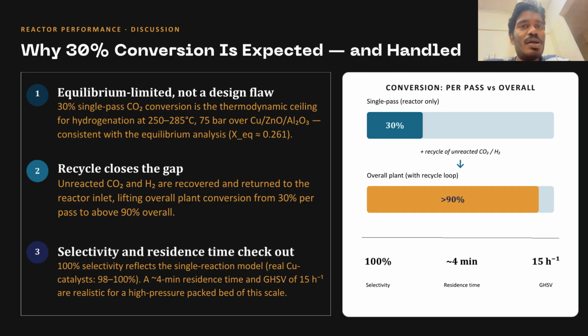So to summarize, 30% conversion isn't a limitation we failed to resolve, but it's a known equilibrium constraint that our recycle system is specifically designed to handle.